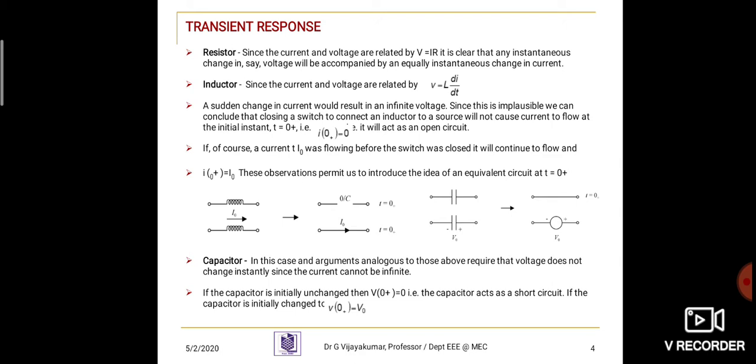So simultaneously I am representing the schematic sketch for that, during a closed switch and before closing the switch. When it is acting as a short circuit, and in the second case, what voltage should be applied, that should be stored across the capacitor. That is why the second equation represents V of 0 plus is equal to V0.